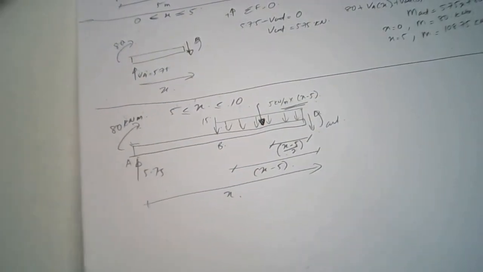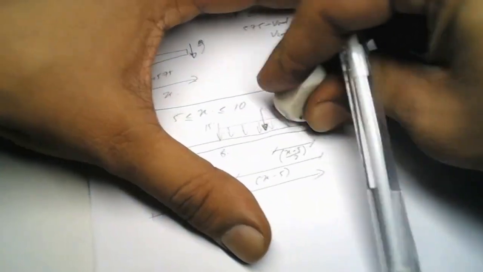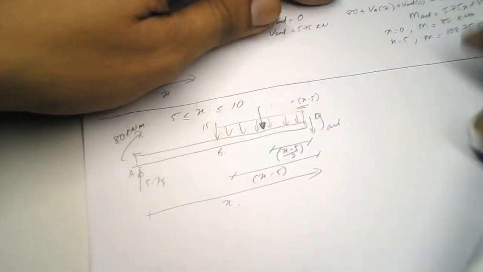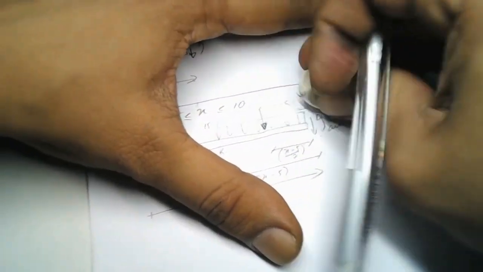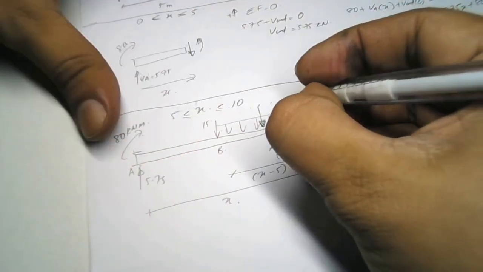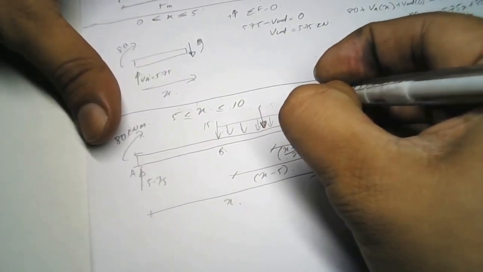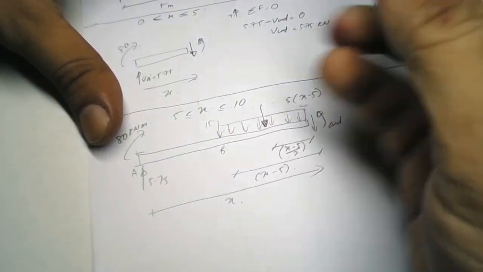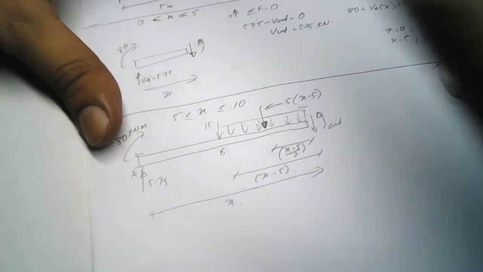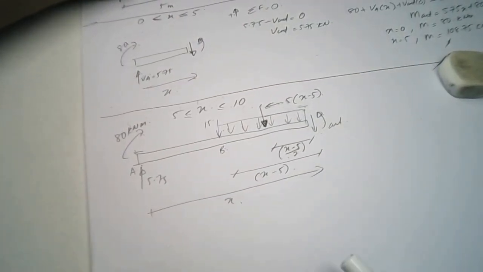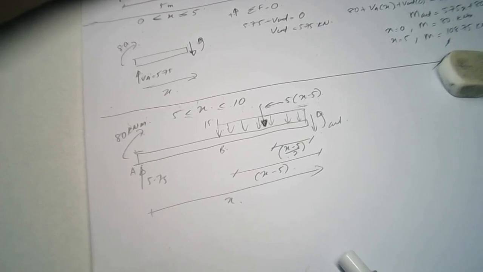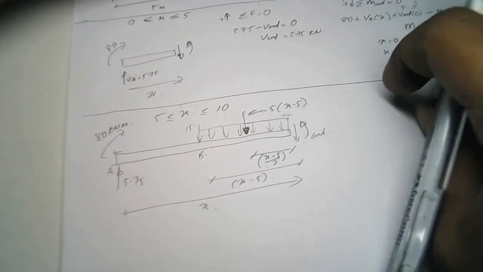To make it simple, we just put it without units. So 5 multiplied by (x minus 5) for the force here. Okay, done with the FBD for the second section. We go to the second step.